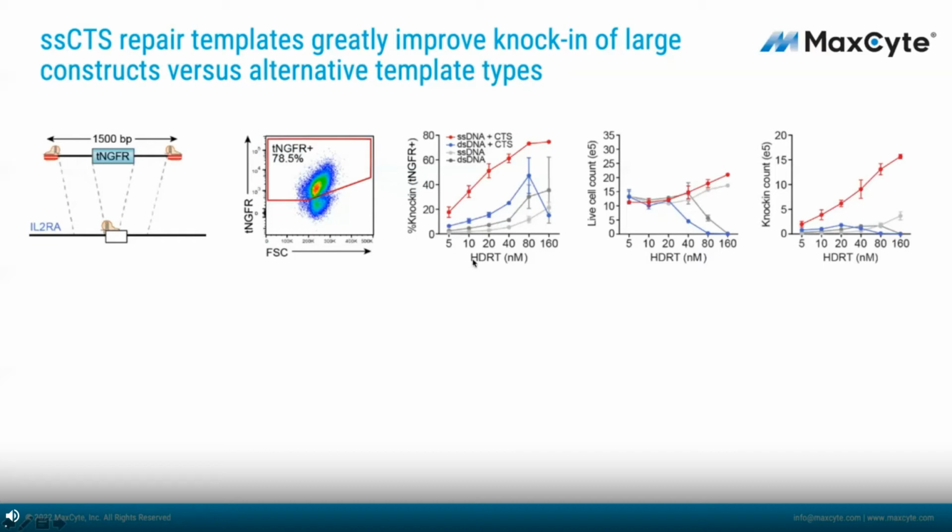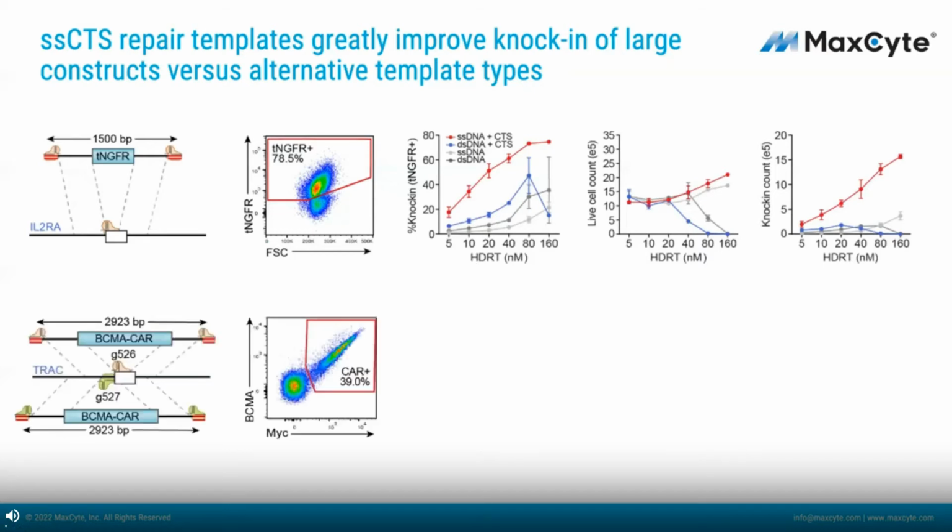This was not exclusive to TNGFR knock-ins at the IL-2RA locus. They also were able to efficiently knock in several other constructs, including the BCMA CAR shown here. This is an even larger insertion, 2,920 base pairs, and this is going into the TRAC locus. So this is now actually putting in a CAR construct into a relevant locus.